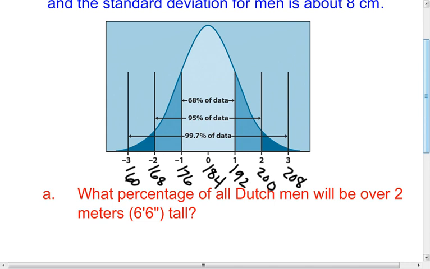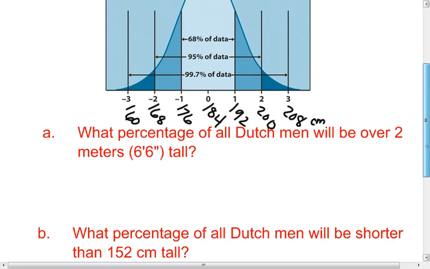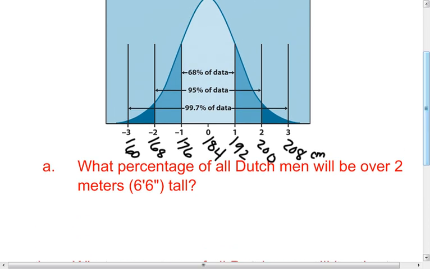Okay? Then the first question we have to answer is this. What percentage of all Dutchmen will be over 2 meters tall? First of all, you need to know that these units are in centimeters, so it probably seems weird that you're not seeing the number 2 on there, and some of you may want to use this number 2 right here. That number 2 stands for standard deviations, and that's not what I'm asking you. I'm asking you what percent of Dutchmen will be over 2 meters tall. Well, just in case you didn't know, 2 meters tall is the same as 200 centimeters.